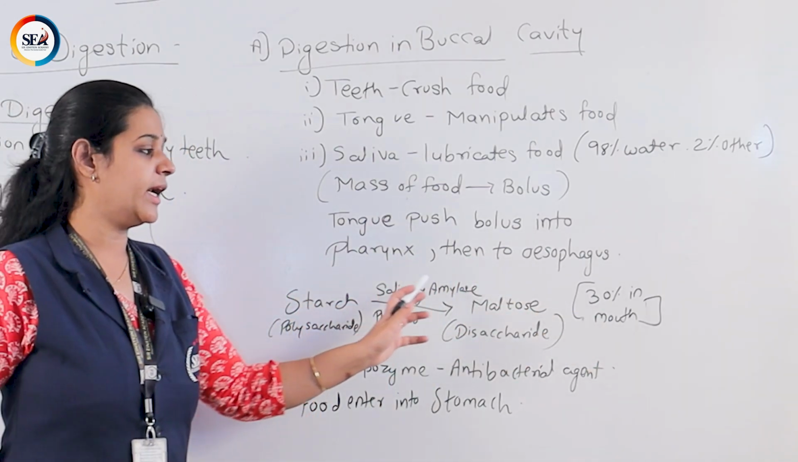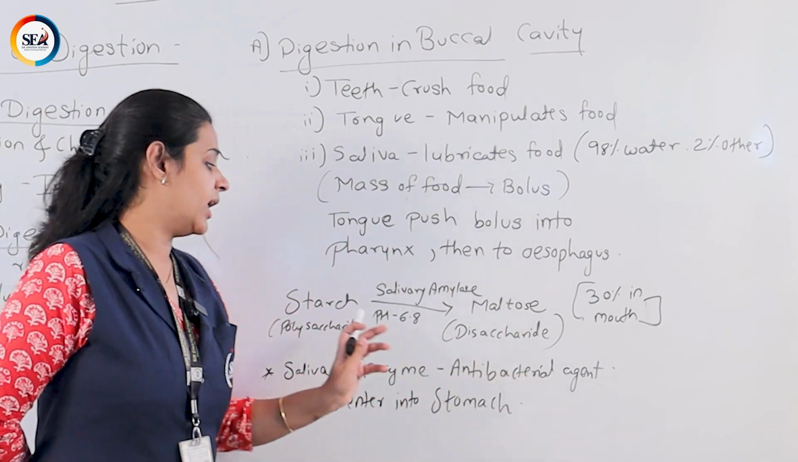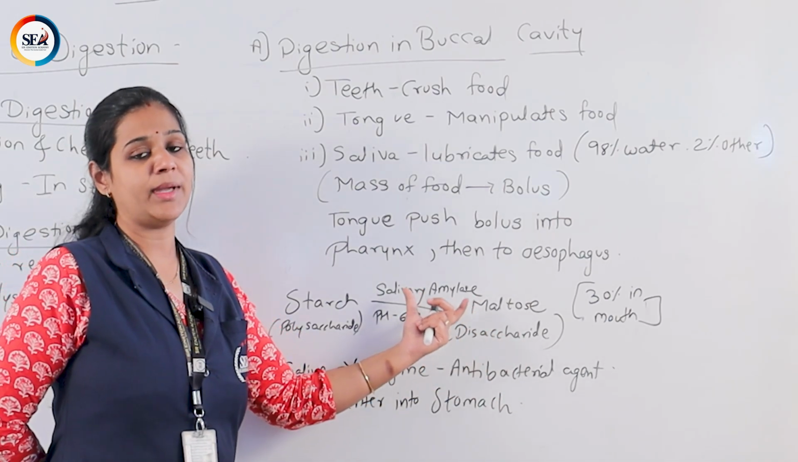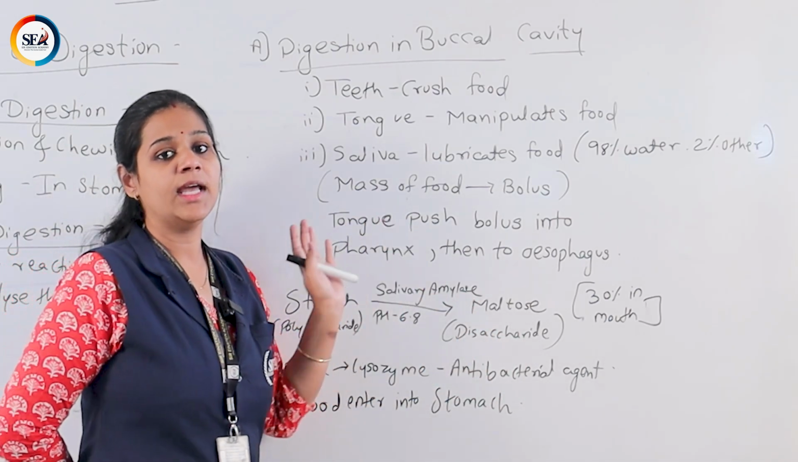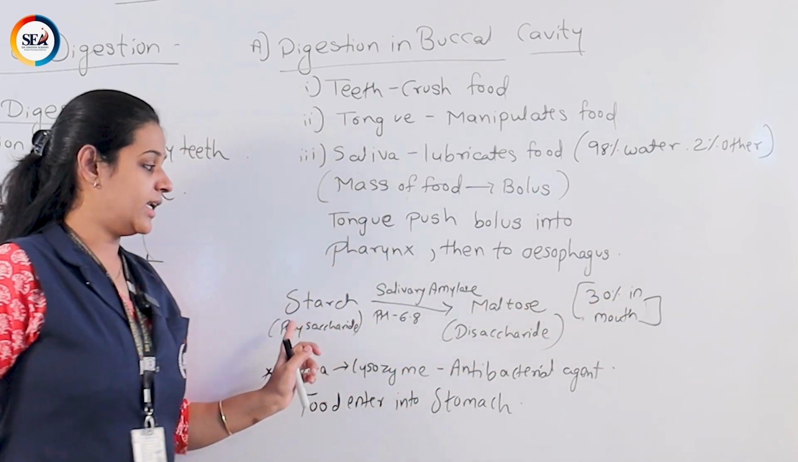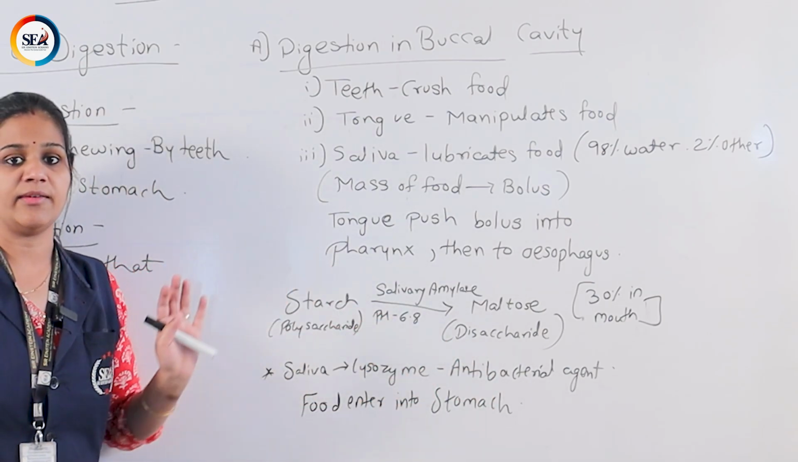Starch is converted into maltose. Starch is the polysaccharide, maltose is the disaccharide. Starch is converted into maltose with the help of salivary amylase, which is the main enzyme present in the saliva. Here 30% of the starch is converted into maltose with the help of the saliva.